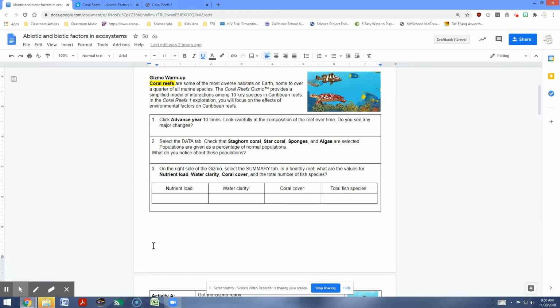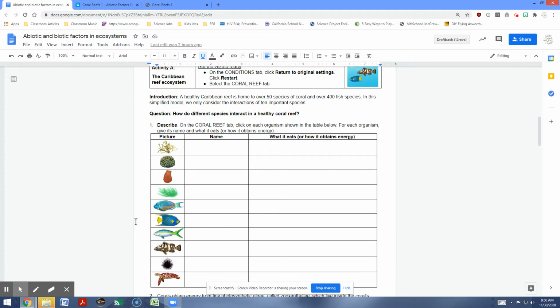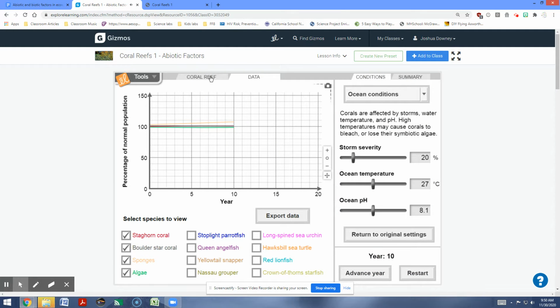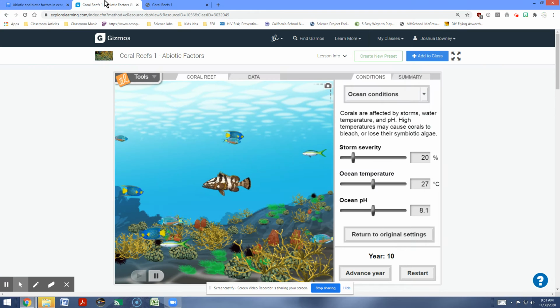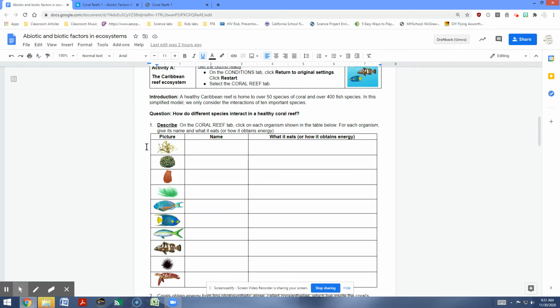All right, so activity A. This one is looking at describing the different organisms. So we'll go back to conditions, back to the coral reef, click restart, and we're all ready to go on this. So we'll restart back to year 1. Now, what it's asking us to do is to go through and give a brief description of the different organisms. So it gives you a picture so you can find them.